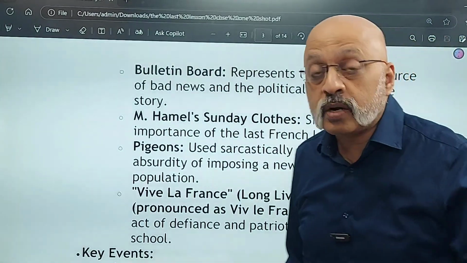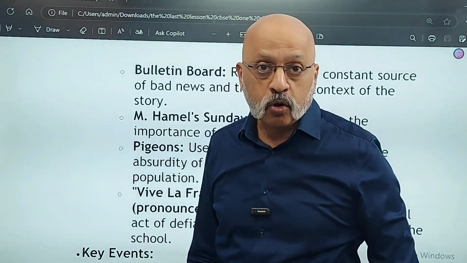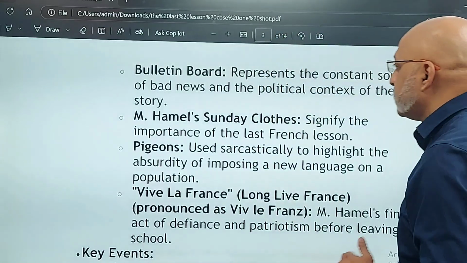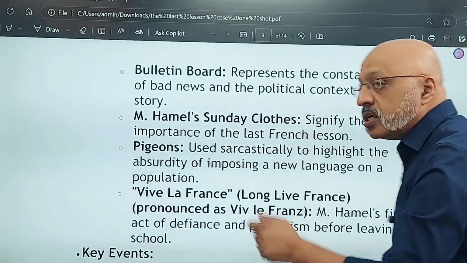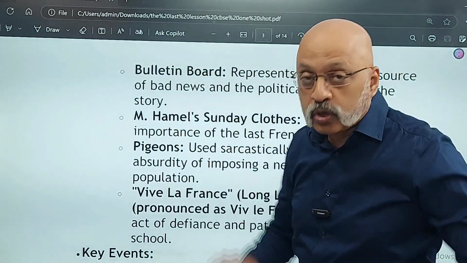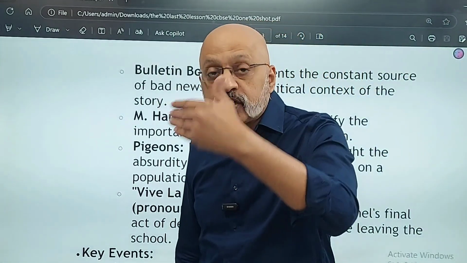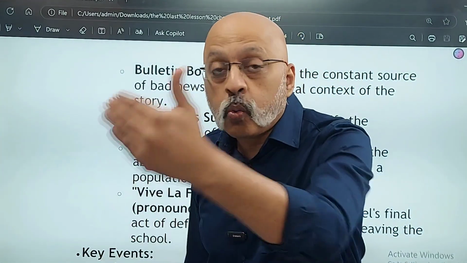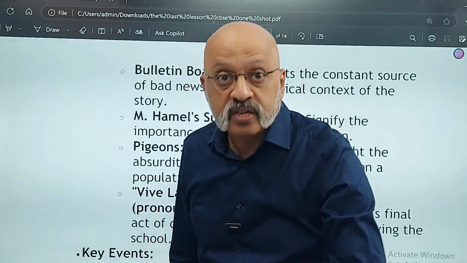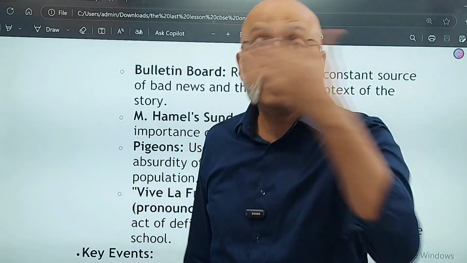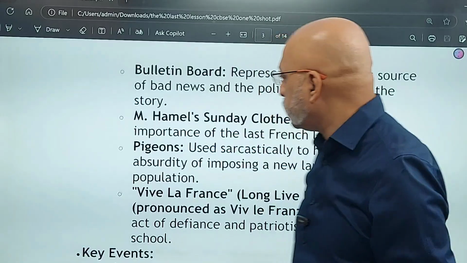Bulletin board. Now, this can come as a 1 mark or a 2 mark question. What does the bulletin board signify? It represents the constant source of bad news, quote unquote, and the political context of the story, because the bulletin board is where you get to know what's happening as far as the war is concerned, what will happen after the war has been won by the Prussians.